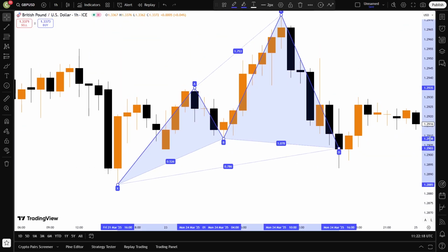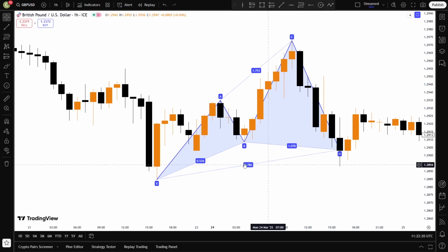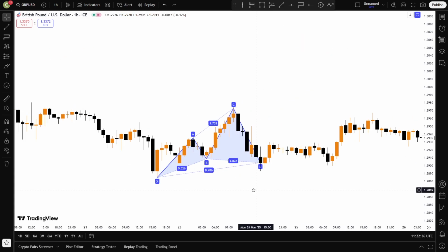And this will be our point for the D as it's presented to us with the 0.786 ratio between the X and the D. And that's for the cipher pattern.